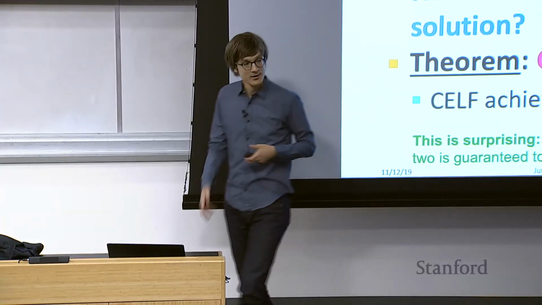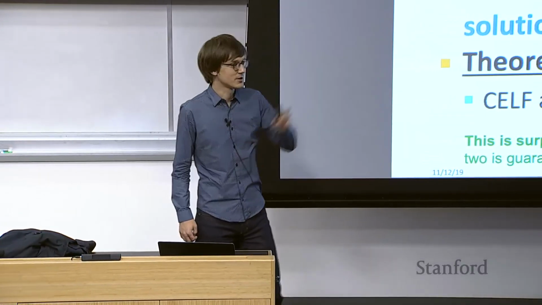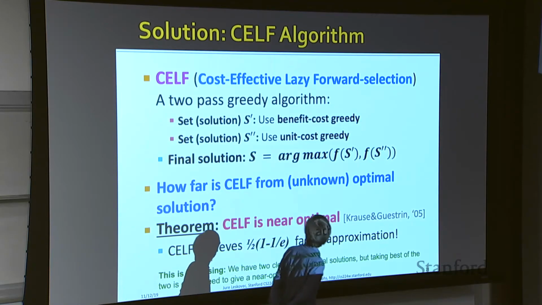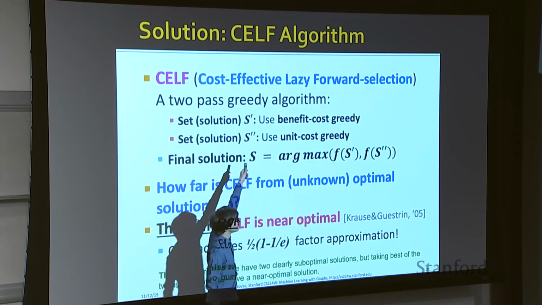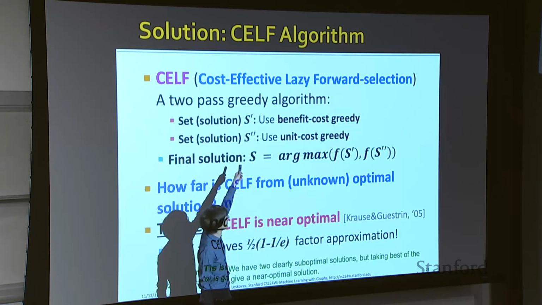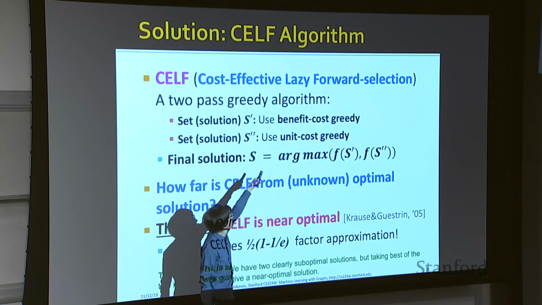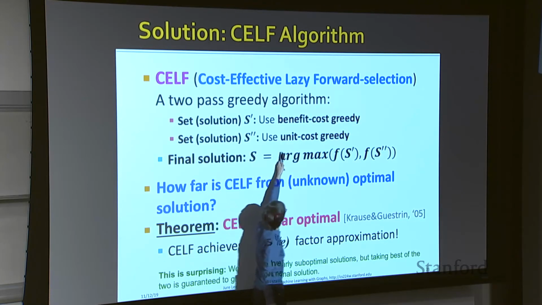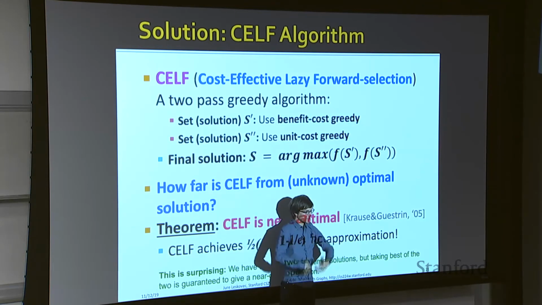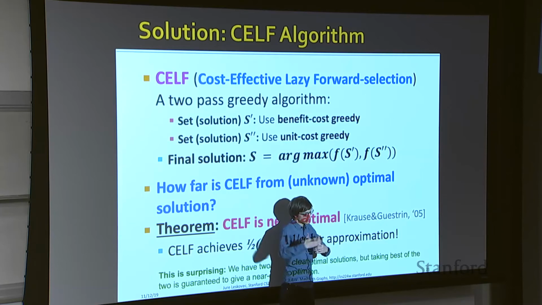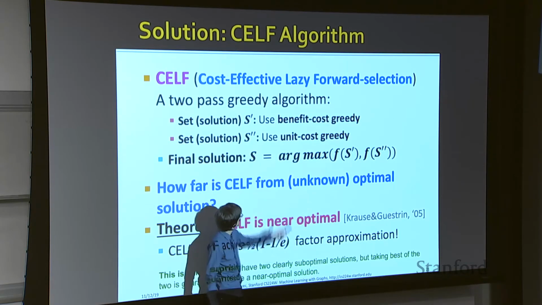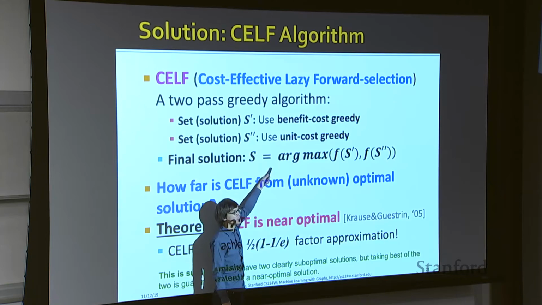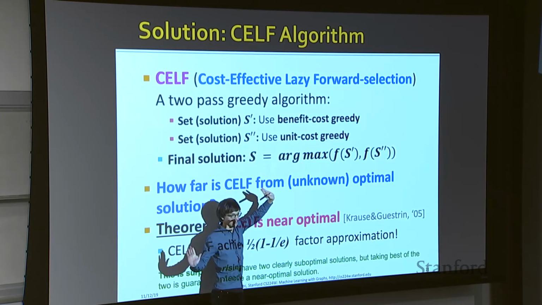So that's the surprising observation here. Yes? Is it that at each step you evaluate which solution is better, or no? You really produce two independent solutions. You run one, you run the other. You run benefit cost until you exhaust the budget. You run the unit cost. So when you select, you ignore the budget, but you keep running this until you run out of budget. You get two separate solutions. You return the one that is better, and that's it. Okay?